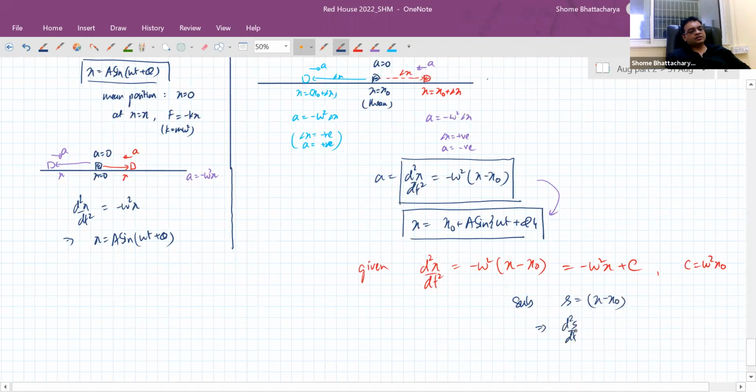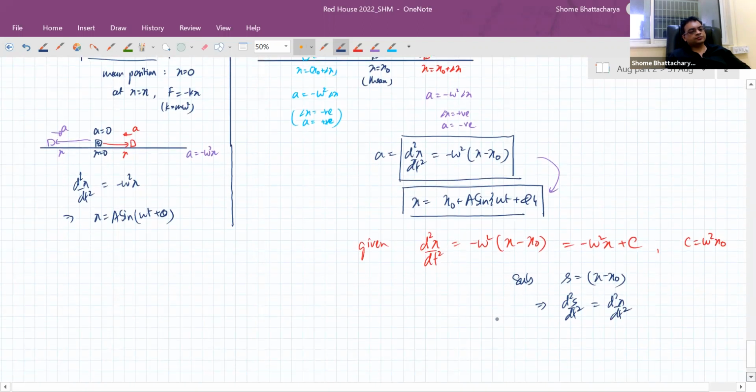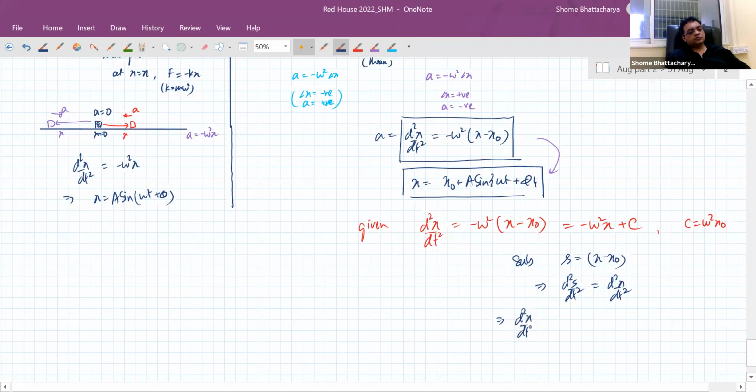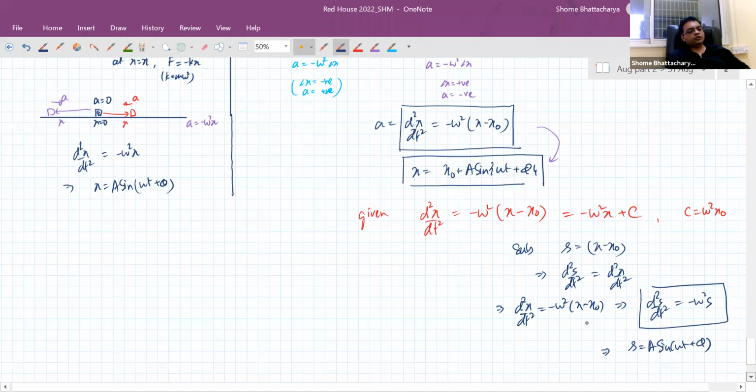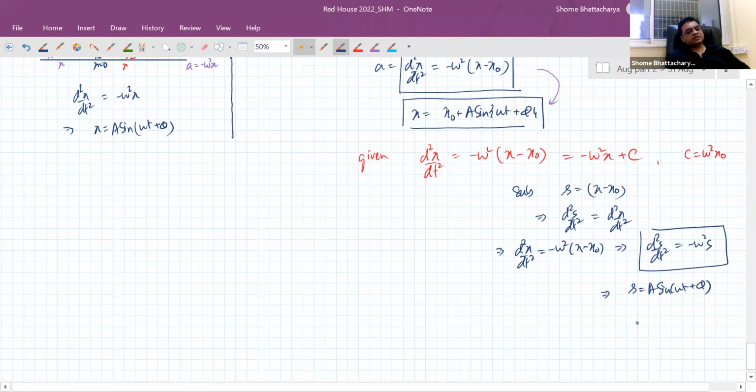So d2s by dt square is d2x by dt square. So the above equation, this one, actually becomes d2s by dt square is minus omega square s. So this equation now tells me that s is equal to A sine omega t plus phi, and therefore from the above equation x is equal to s plus x naught. That means x as a function of time is x naught plus A sine omega t plus phi.